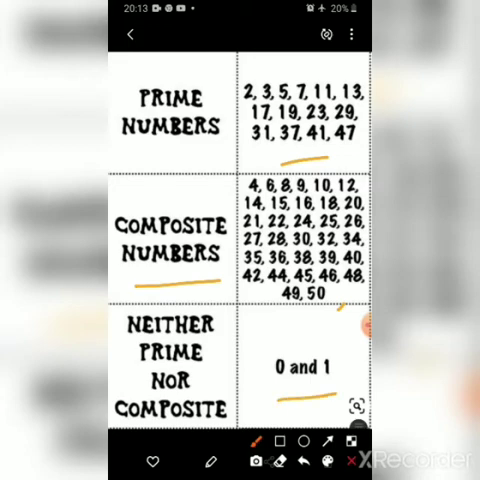0 and 1 are neither prime nor composite.